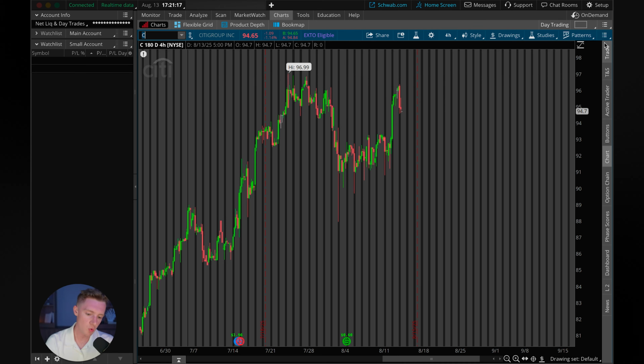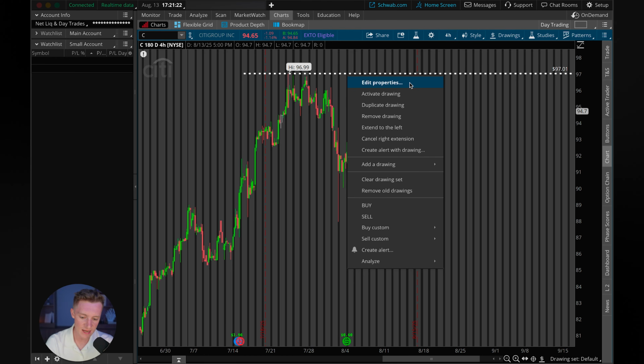Let's say we take a short trade on Citibank. Our trade plan is to stop out at highs at 960.